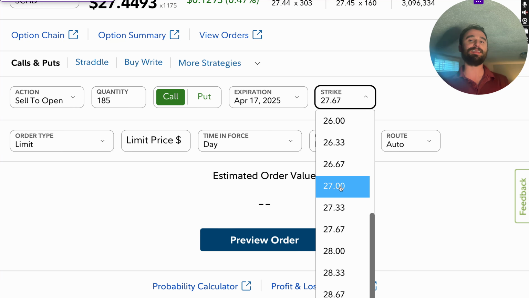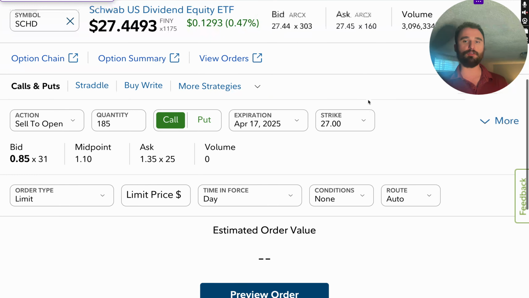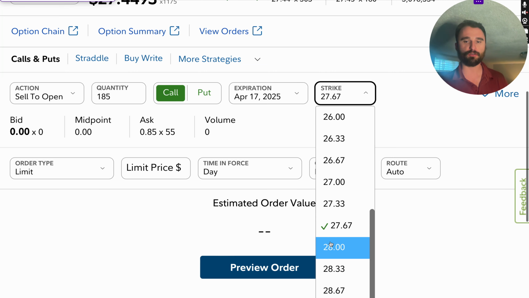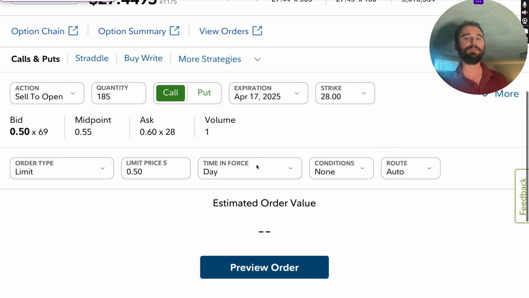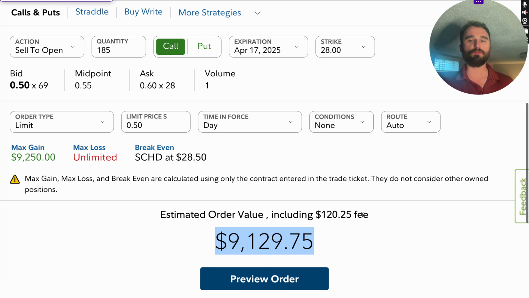So you might not get an exercise notice up until the expiration day if it's in the money. And so you might have all this time to still hold on to your shares and still have the right of collecting the next dividend, which if we look at the next ex-dividend day, we can expect in March. So up until March, let's say you choose the 27.67 strike or even the $28 strike out until April. Now you're getting 50 cents. Now you're getting $9,000 deposited as a nice paycheck into your account after your commissions and fees and everything.